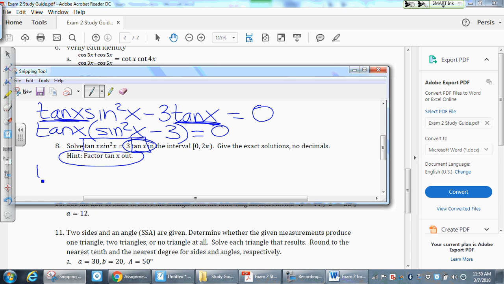So, if we take tangent x equals 0, where will the tangent be equal to 0? Anywhere where the sine is also equal to 0. And so, that happens here and here. So, at 0 radians and at pi radians.